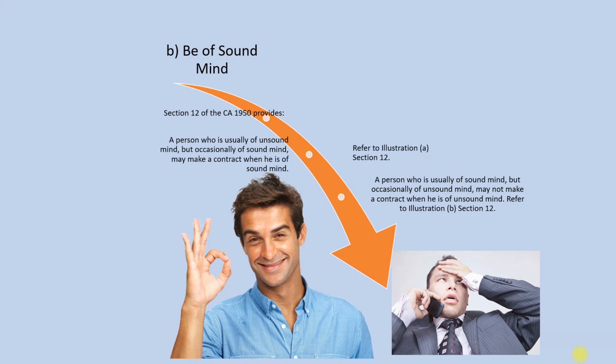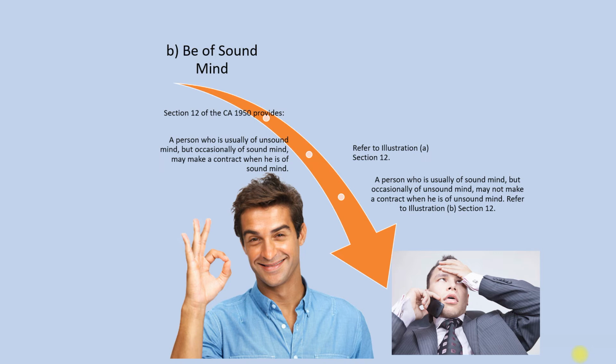A contract is valid when a person is of sound mind. There are two situations: sometimes a person is sound and sometimes, occasionally, is not, right? So the law can declare that a contract is valid when a person is of sound mind. When it's normal, it is valid. When occasionally he is not normal, then it's not valid.